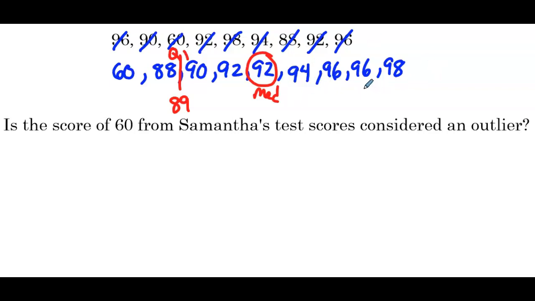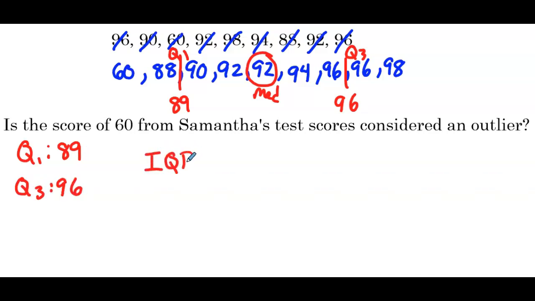Similar, here we have 4 scores. Right in the middle is the average of 96 and 96, which would be 96. And that's quartile 3. Okay, so just to organize our work, quartile 1 is 89. Quartile 3 is 96. So then the interquartile range, that's quartile 3 minus quartile 1, which is 7.